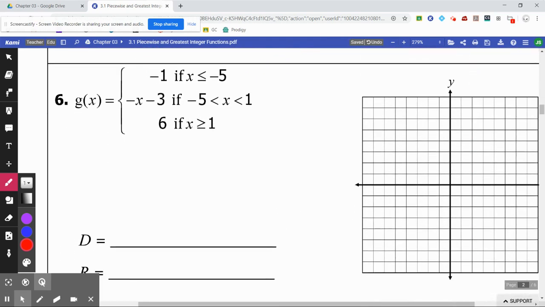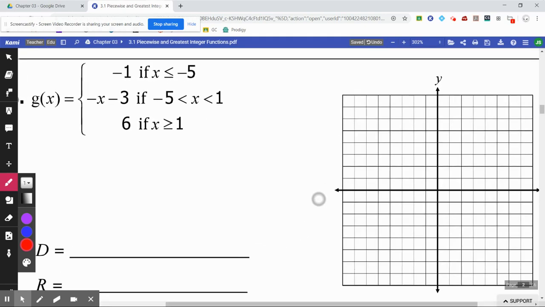Next one. Okay, you actually have two division points on this one. To the left of -5, you're graphing this. Between -5 and 1, you're graphing this. And to the right of 1, you're graphing this. So let's draw us a line at -5 and at 1. And I'll just do a solid line here.